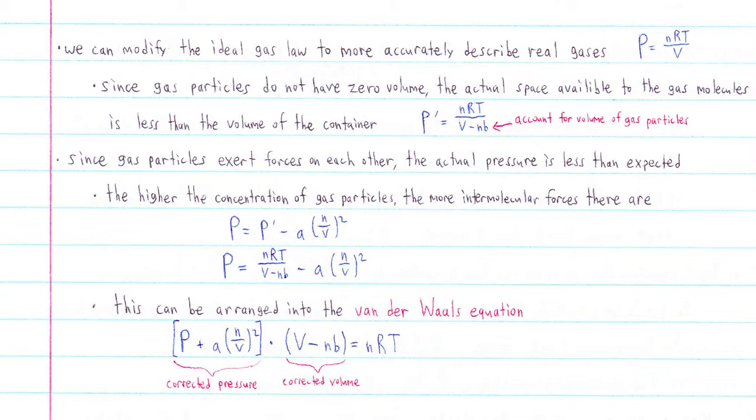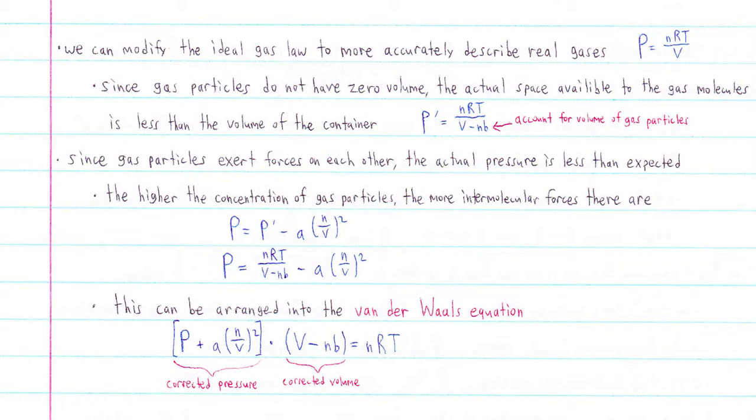So since we ignored the intermolecular forces in the kinetic molecular theory model, the ideal pressure will be more than the actual pressure. And this is because since all these particles are pulling on each other and pulling each other into the group, then the particles will hit the container slower and less often. And remember, the particles hitting the container is what causes pressure. So the actual pressure that we observe in an experiment will be less than the expected pressure for an ideal gas.